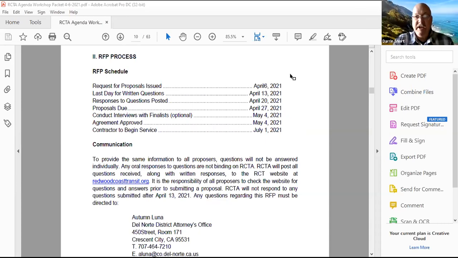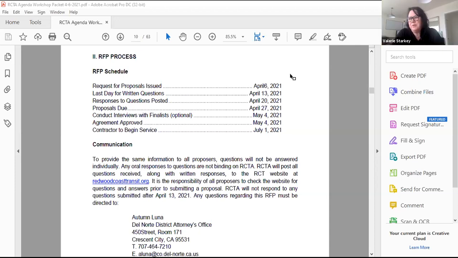Okay, so we go from here. You're asking us to... Do you need a motion for the submission of the RFP? Let's go ahead and do that. We'll motion and second, and then take a vote.